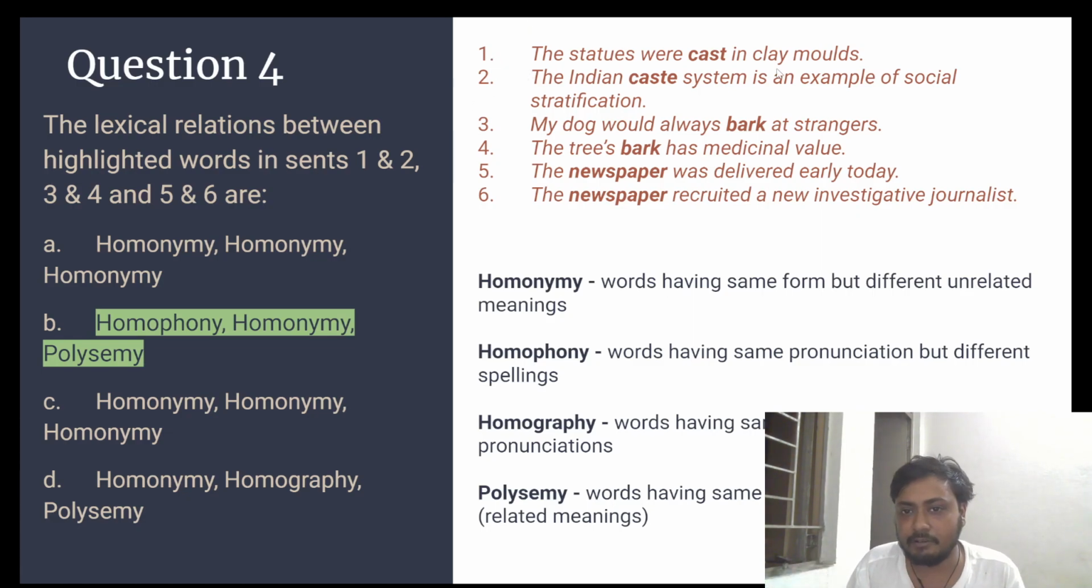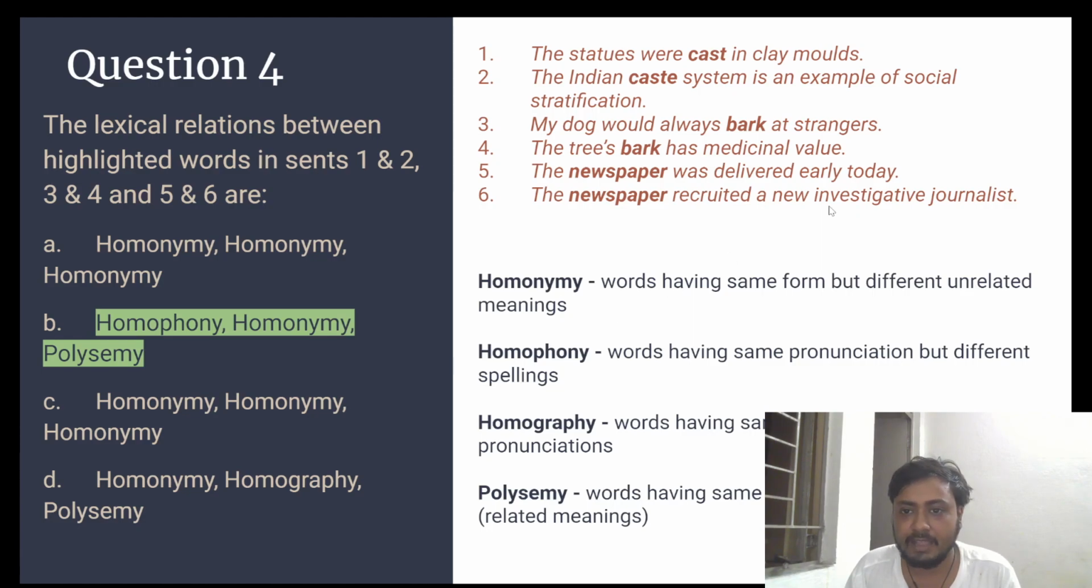So this is cast and cast. They sound the same, but they have a different spelling. So obviously this is easy to understand. 1 and 2 is homophony: the words that have the same pronunciation but have different spellings.